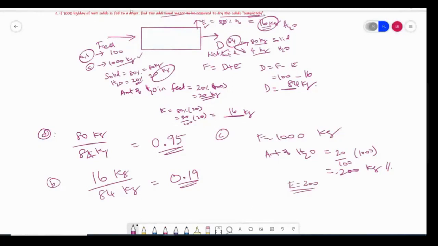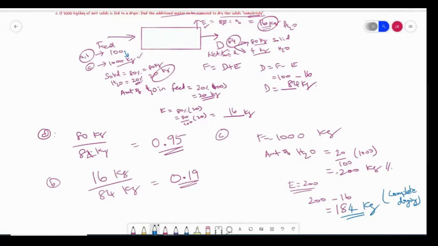Now answer the question. Find the additional water to be removed to dry the solids completely. 184. Very good. 200 minus 16, which is 184 kg. This is for complete drying. This is the additional amount of moisture, because right now when the feed is 100, we are removing 16. What is the amount of additional water to be removed when we increase the feed rate from 100 to 1000? We are calculating additionally 184 water.